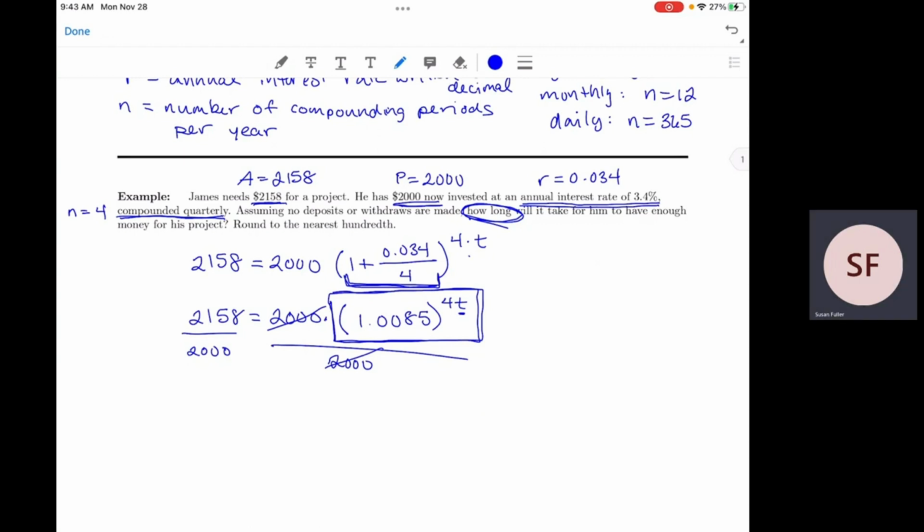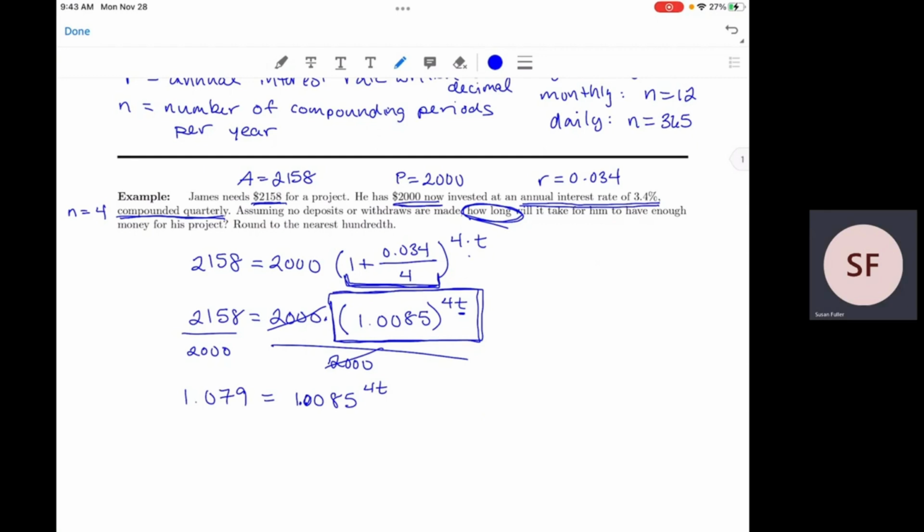2,158 divided by 2,000, you can put that in a calculator, and you get 1.079, and that's going to be equal to 1.0085, oh, sorry, two zeros. Let me see if I can write that correctly, all to the 4t. Okay. This is an exponential equation. I have the exponential isolated.